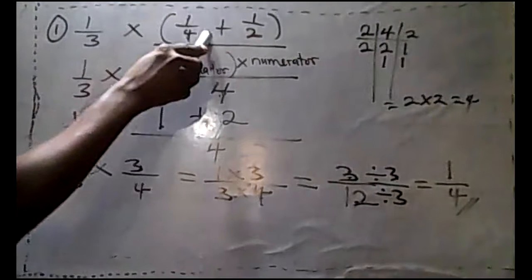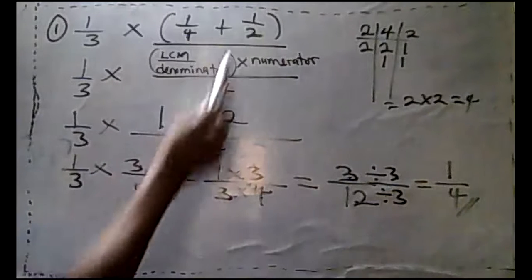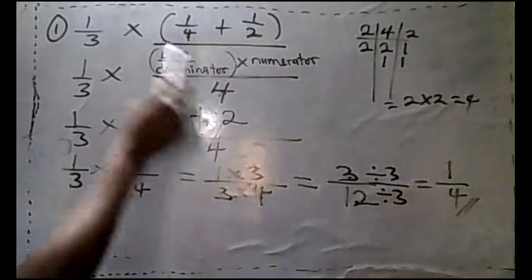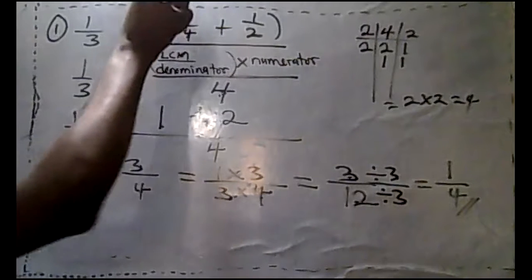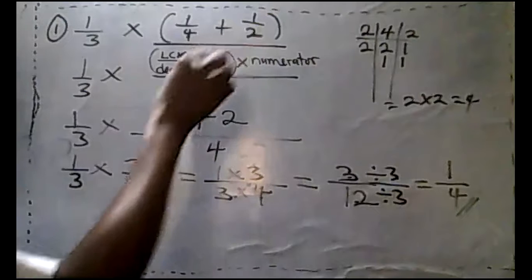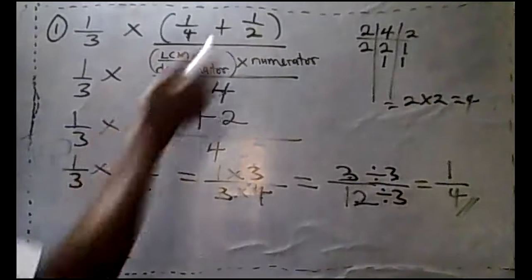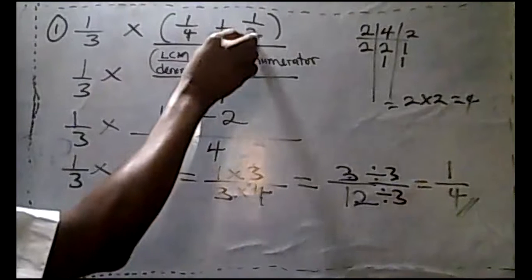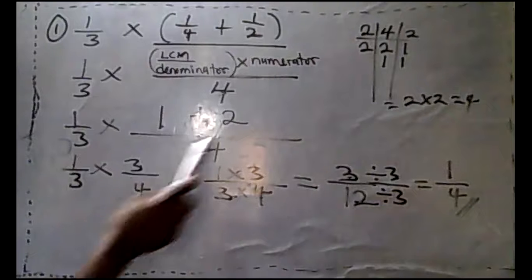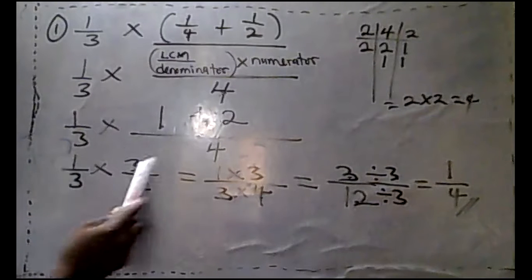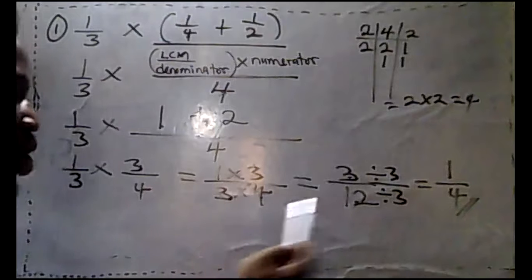First of all, treat what's in the bracket. This one, find the LCM. The LCM of 4 and 2 is 4. What you do next is LCM divided by denominator, answer multiplied by numerator. You do that for this, and you also do that for that. So let's do this. 4 divided by 4, 1. 1 times 1 is 1. Plus 4 divided by 2 is 2. 2 times 1 is 2. So 1 plus 2, 3 over 4. Then 1 times 3, 3 times 4. 1 times 3 is 3. 3 times 4 is 12.